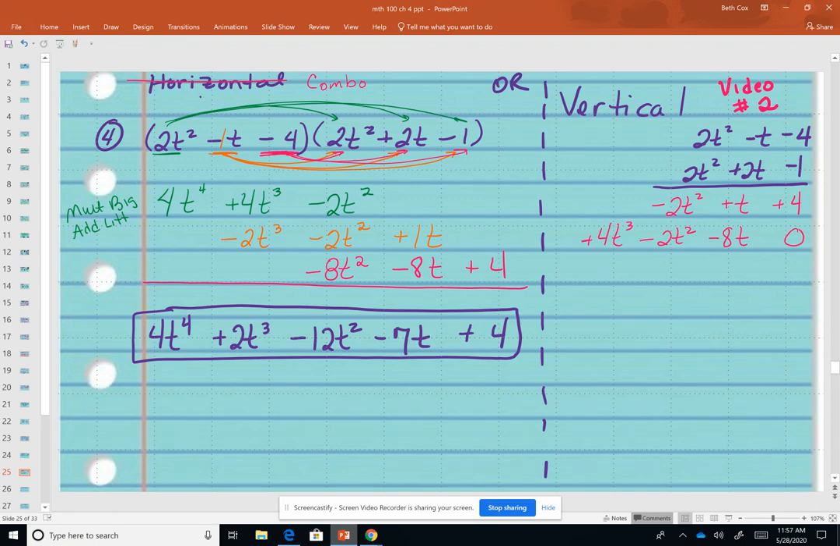All right, oh, I didn't change colors. I'm in a hurry. That's what it is. Two more zeros. And then we'll do the negative 8t to the second, a negative 2t to the third, and finally a 4t to the fourth. Add your like terms. I get a 4, a negative 7t, so plus 4, a negative 12t to the second, a positive 2t to the third, and 4t to the fourth.